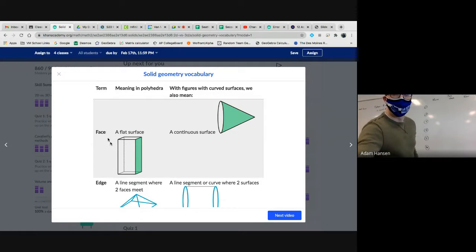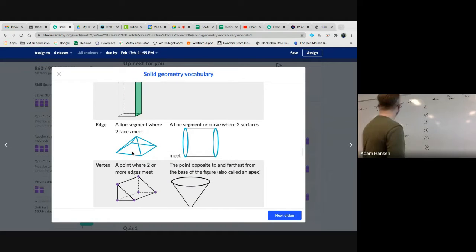How many different faces are in this rectangular prism? 6, the 2 bases plus the 4 lateral sides, right? How about the pyramid? How many faces make up the pyramid down below? 5. The rectangular base on bottom and the 4 triangular faces around the pyramid itself.